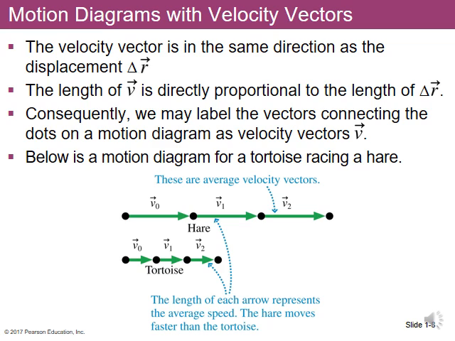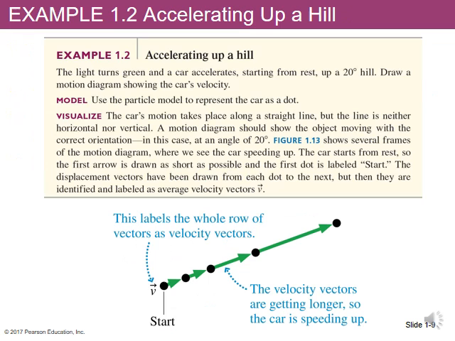Now we can tell by looking at this that this is going at a constant velocity for both the hare and the tortoise, and we can tell that the hare is going faster. We already know that from motion diagrams in the past. All we're doing here is adding in these velocity vectors.